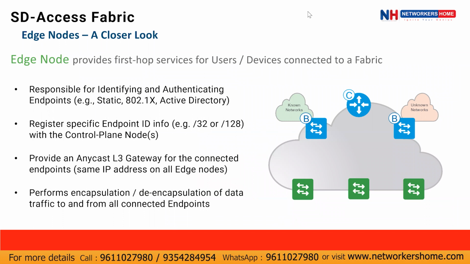Edge nodes are where the endpoints connect. These are the edge nodes denoted by an E, E for edge. It's responsible for identifying and authenticating the endpoints. Now, whatever the method is, either it is 802.1X or Active Directory or just static local credentials. No one would use that, obviously, spending so much on a network and then not having Active Directory or a AAA server. It wouldn't make sense.